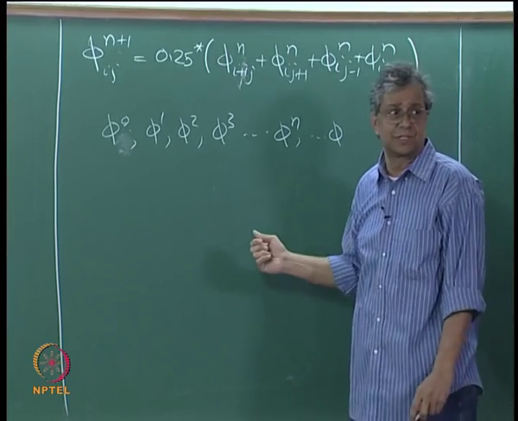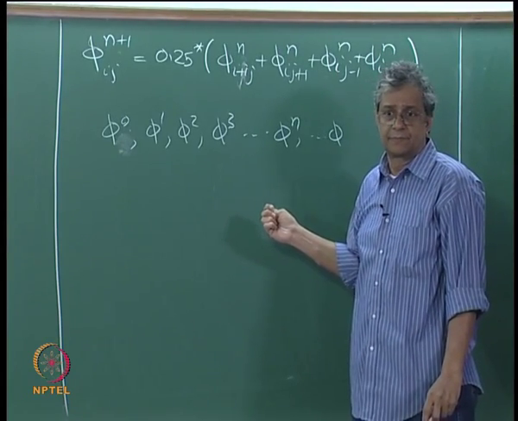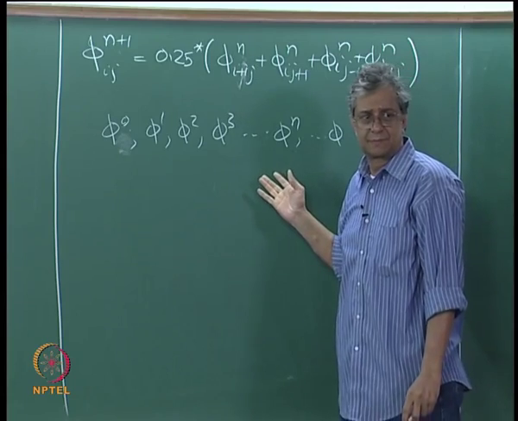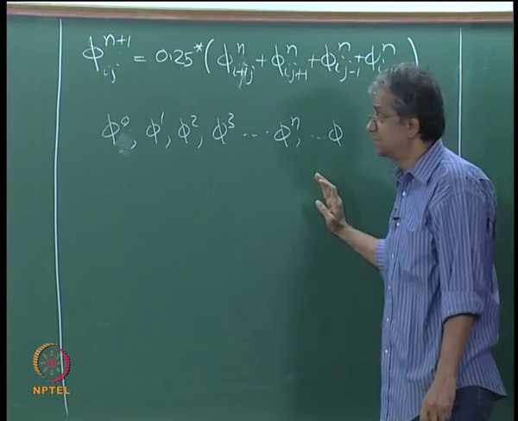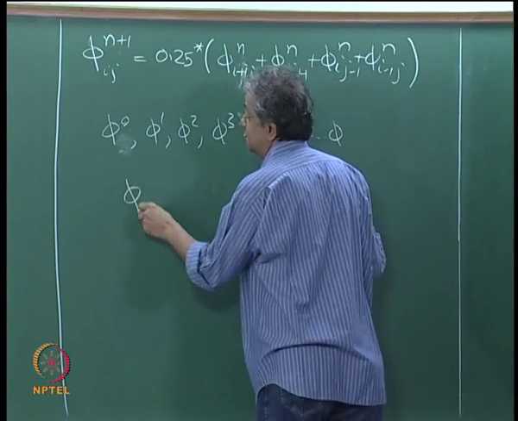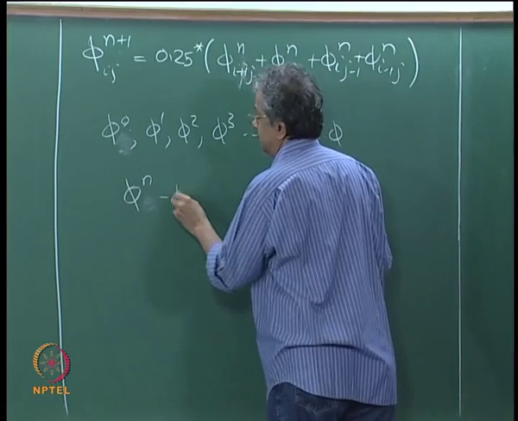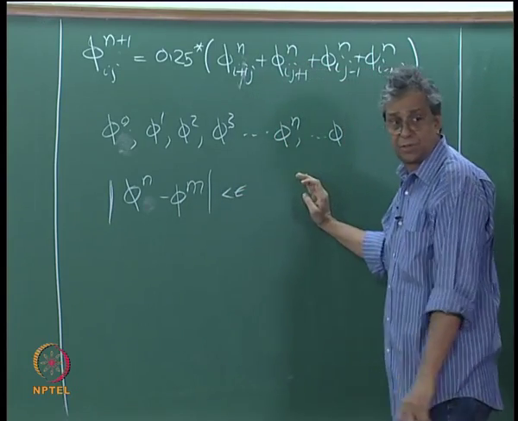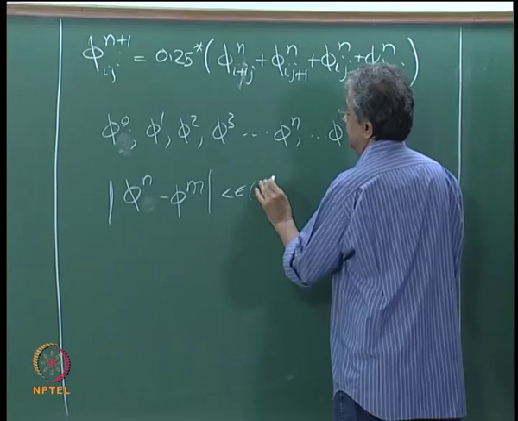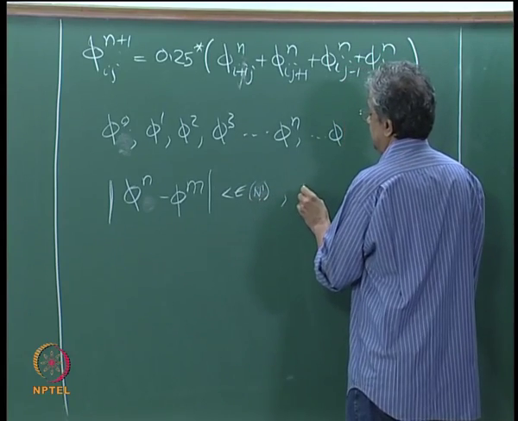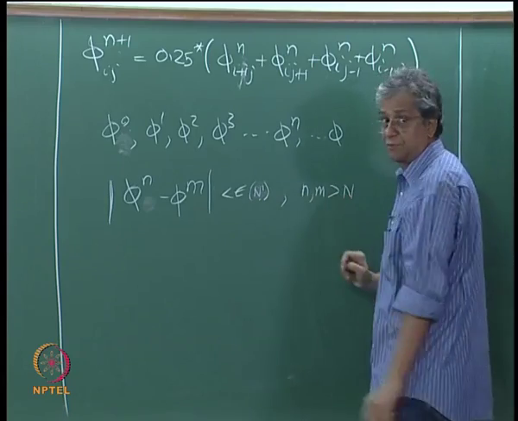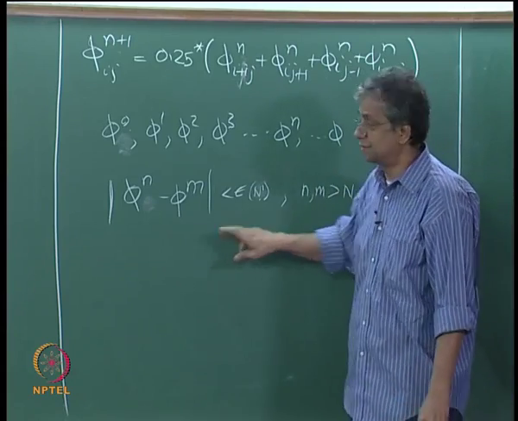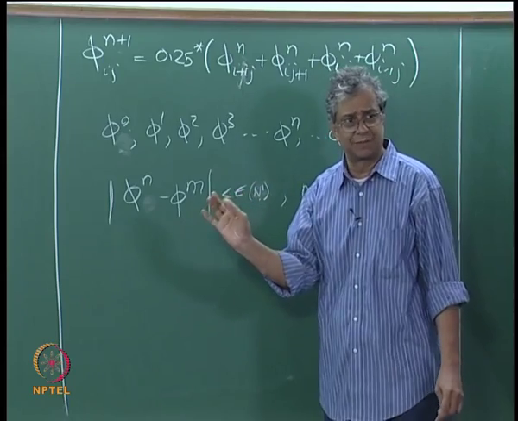How do you check whether a sequence converges or not? There are various tests that you are familiar with. We could use the equivalent of a Cauchy test. You remember the Cauchy test? The Cauchy test basically says the norm of phi n minus phi m will be less than epsilon, where epsilon depends on some capital N, for any little m and n greater than capital N. Once you are past this capital N, there is an epsilon so that these will be close enough.